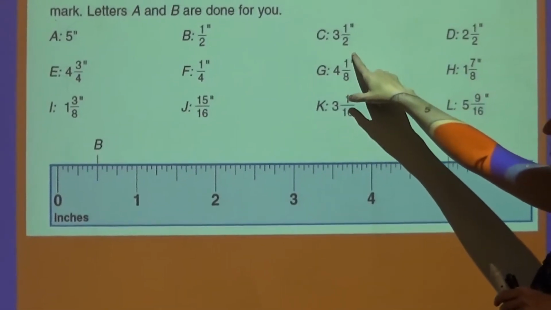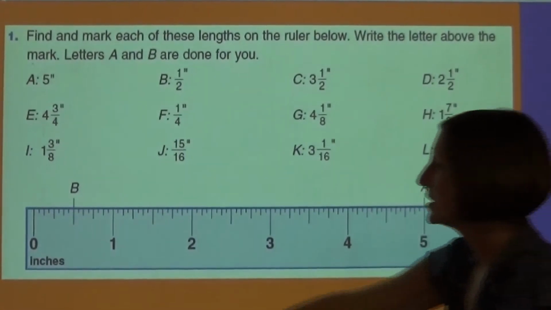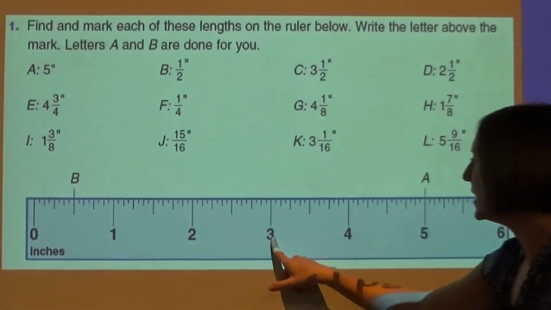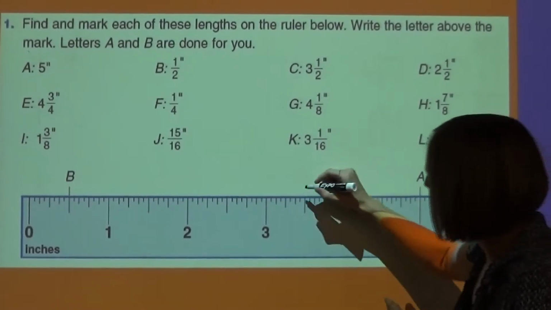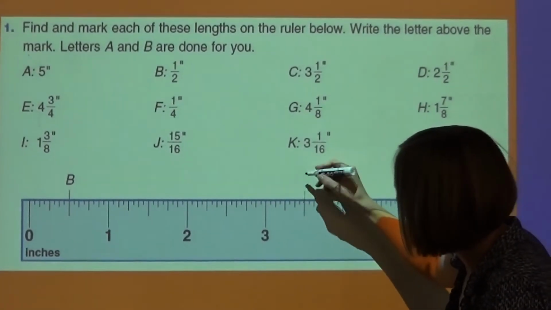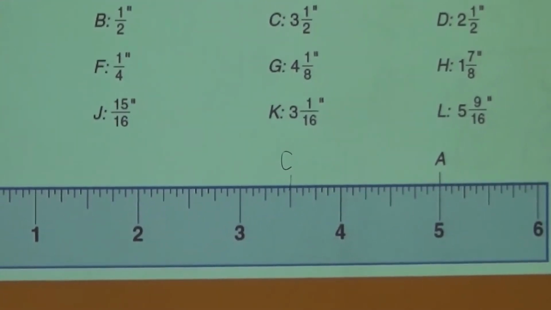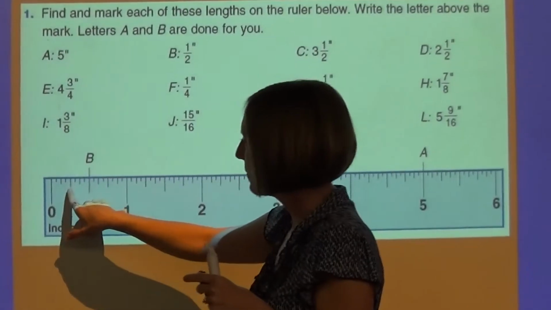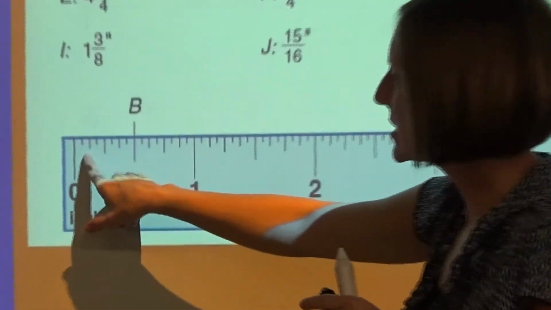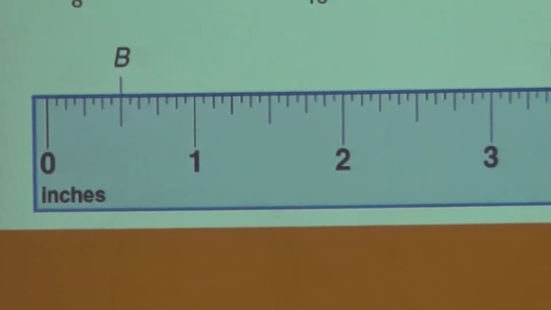Okay, letter C is another example of a mixed number. I've got 3 whole inches and then a 1/2. So I count over my 1, 2, 3, and then halfway between 3 and 4. So I would label letter C right here. And then you'll go on to do some of these other problems. Make sure that you think about your 4ths and your 8ths and your 16ths on the ruler when you're measuring and finding some of these measurements.